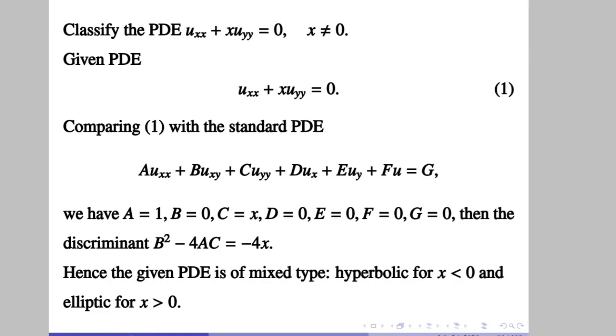So we identify a, b, c from the higher order terms, and using the discriminant b square minus 4ac, we are finding this is equal to minus 4x. If x is equal to 0, the discriminant is 0, so it is parabolic. If x is less than 0, that is minus something, so minus into minus is plus, it is hyperbolic. If x is positive, then minus into plus is minus, so it is elliptic.